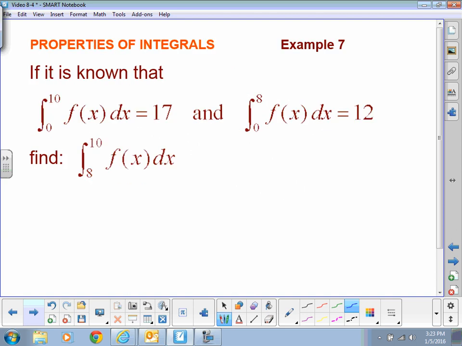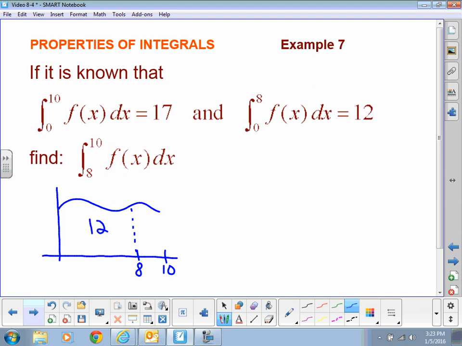So let's say they told us from 0 to 10, the area is 17. From 0 to 8, we know it's 12. Well, what would it be from 8 to 10 for f of x? Let's imagine we had just some random curve. We said this was 10. We said this was 8. Well, they told us that from 0 to 8, this part of it is 12. And they told us the whole thing.